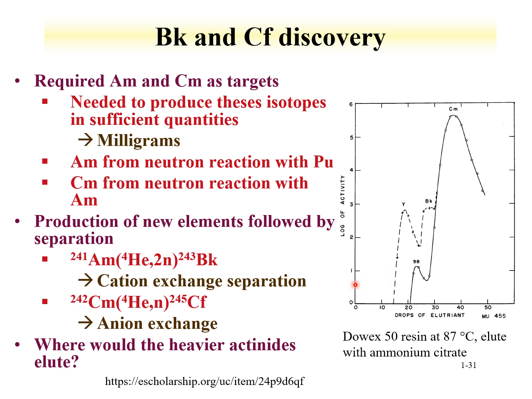But what's shown here is the log of the activity versus the drops of the eluent. And you would see that there's different spikes of the activity. And the lighter the element, the longer it takes for it to elute. So the heavier elutes first. And this has to do with the change of the ionic radius.